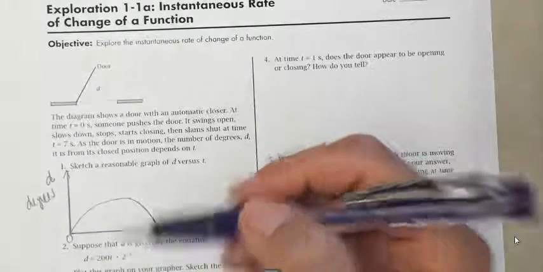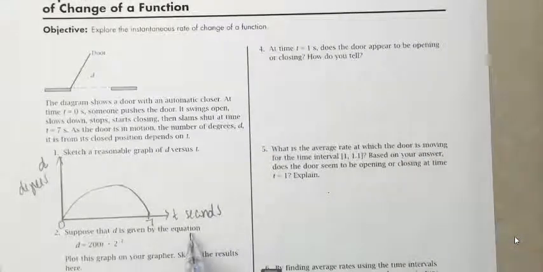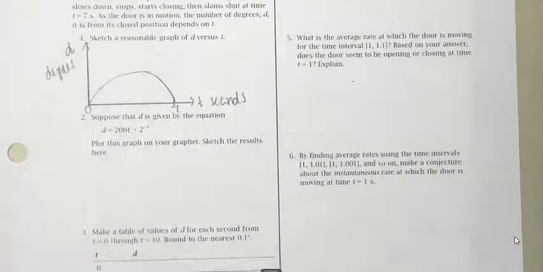Now, they didn't give us any degrees, so I can't really label the d-axis. Now, suppose that d is given by this equation. Now I can get more specific. So they've given us this equation. Plot this graph on your grapher and sketch the results here. All right, so get out your grapher.